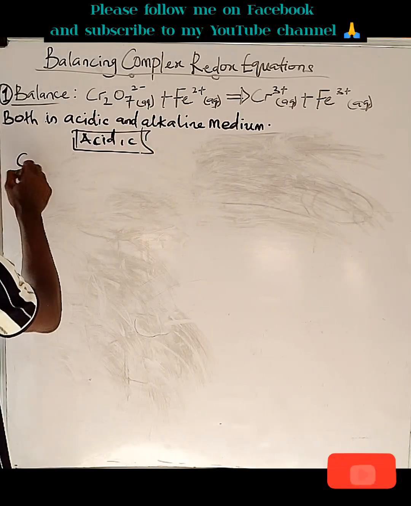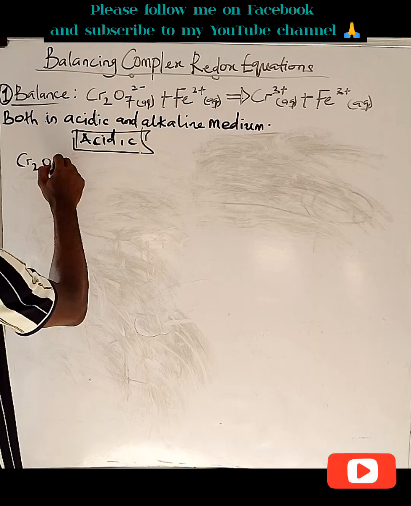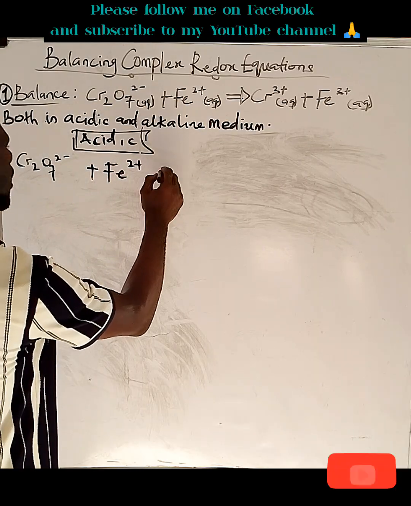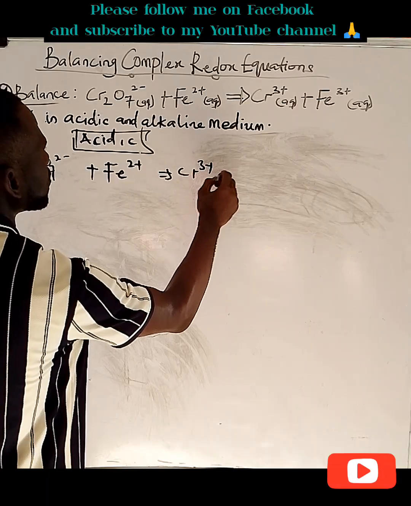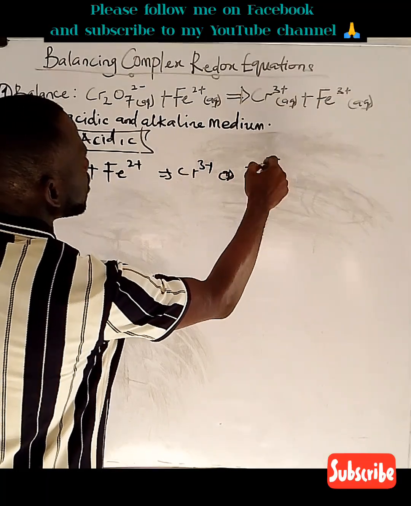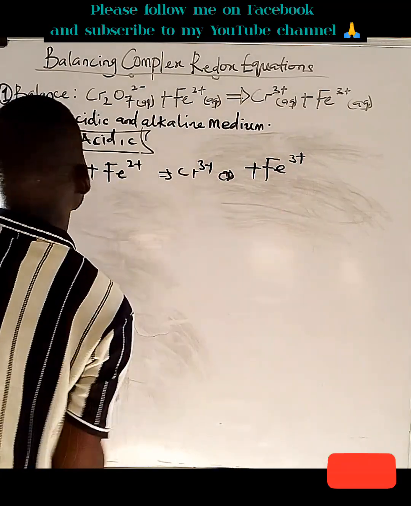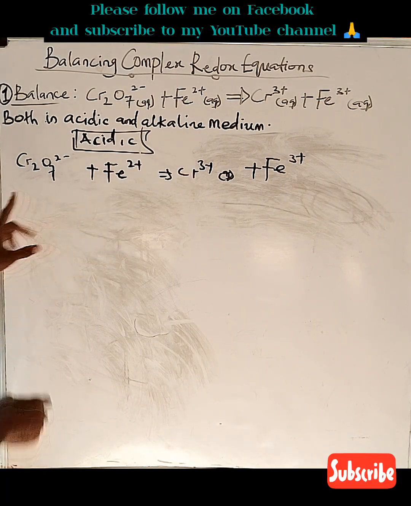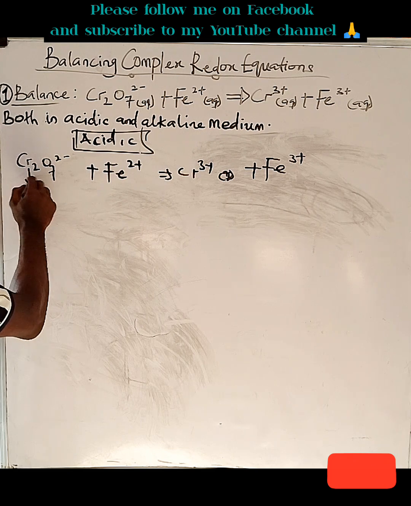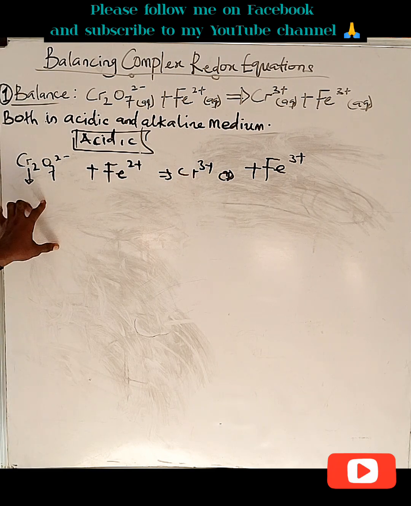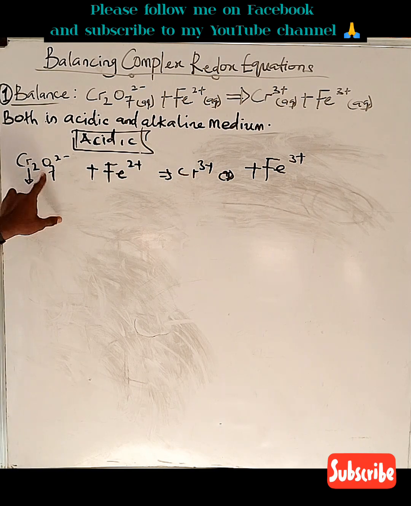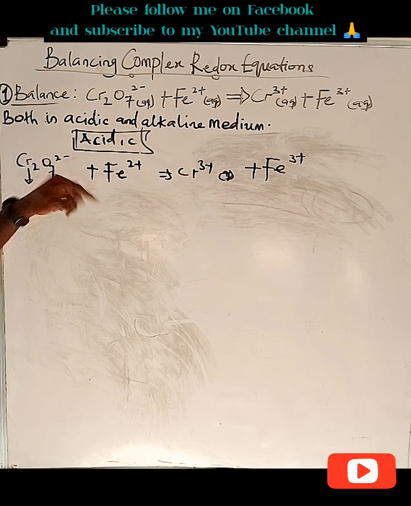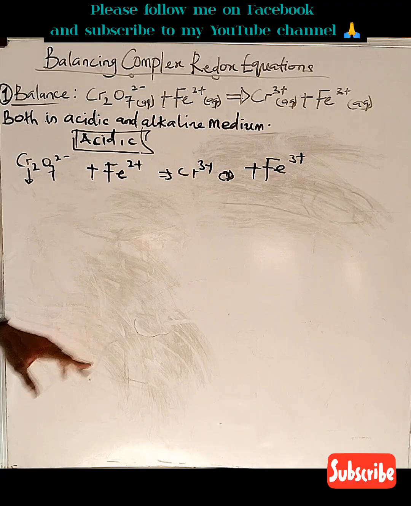So what do we do next? Let's write out this question. Cr2O7 2 minus aqueous, plus Fe 2 plus aqueous, gives Cr3 plus aqueous plus Fe3 plus aqueous. The first thing we're going to do is get the oxidation number for each of them. We're talking about chromium first. What's the oxidation number of these 2 atoms of chromium? Oxygen here is minus 2 times 7, which is minus 14. You have a charge of minus 2. We send this to the other side: plus 14 minus 2 is plus 12, divided by 2.